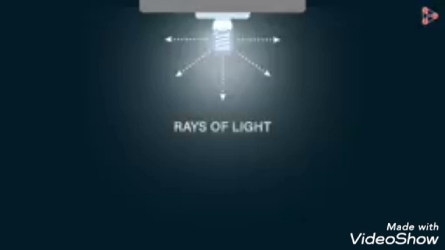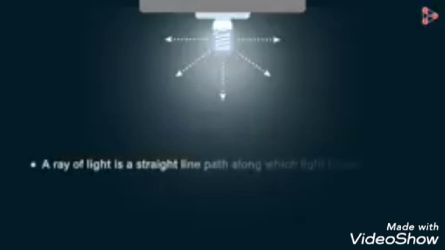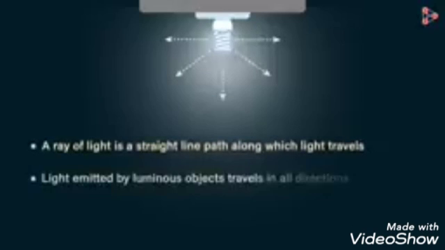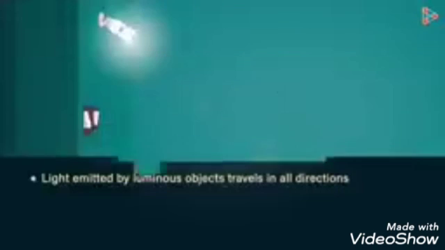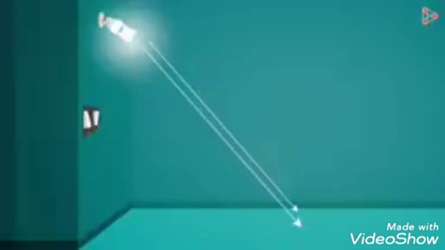Here's how we define a ray of light. A ray of light is a straight line path along which light travels. So now we know that light emitted by luminous objects travels in a variety of directions. Suppose rays of light from this fluorescent bulb fall on the surface. It being non-luminous reflects these rays, and these reflected rays travel along a certain path.